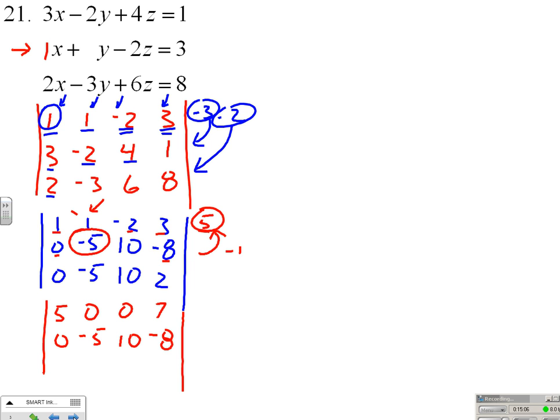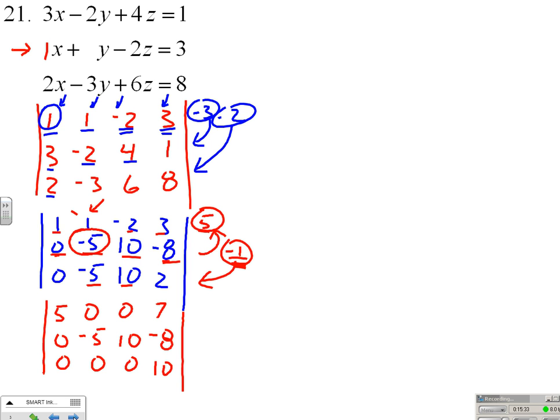I'm going to multiply row 2 by -1 and go visit row 3. So that would be 0 and 0. Never lose a 0 we worked for. -5 times -1, 5, and -5, 0. That was our purpose. 10 times -1, -10, and 10. That's 0. That's a bonus 0. -8 times -1, 8, and 2, 10.